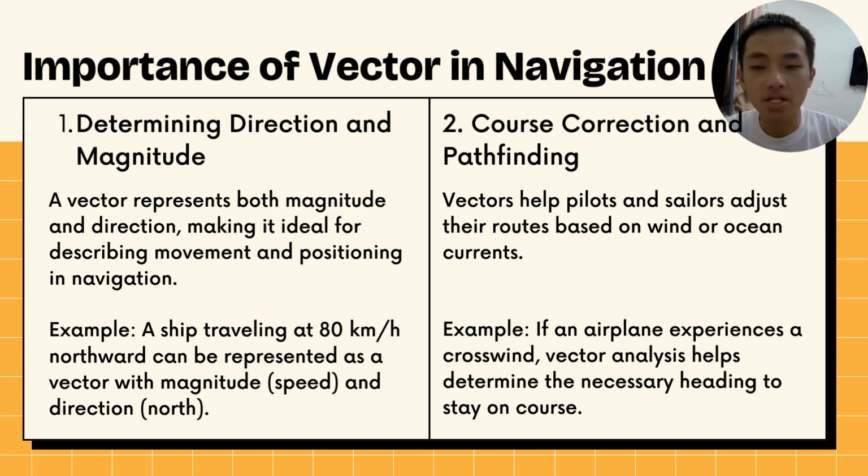For example, if an airplane is flying east at 500 km per hour but encounters a crosswind blowing south at 100 km per hour, the pilot must adjust the plane's heading. By using vector addition, they can determine the new direction to compensate for the wind.